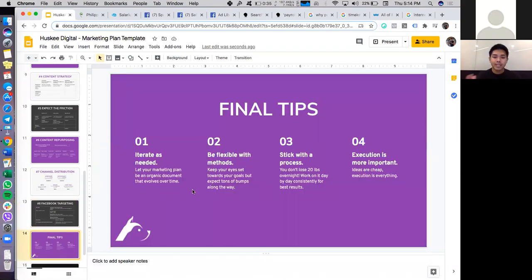So some final tips. Iterate as needed. I like looking at our marketing plan as a living organic document. It evolves over time. You try out certain things, you get feedback, and then you change. That's how it works. But second advice, and I think it's related, you want to keep your eyes set on your goal. Obviously, it doesn't benefit you if you keep on changing the plan. You want to balance that out. I like the mindset where you're stubborn with your goals, but flexible with your methods.